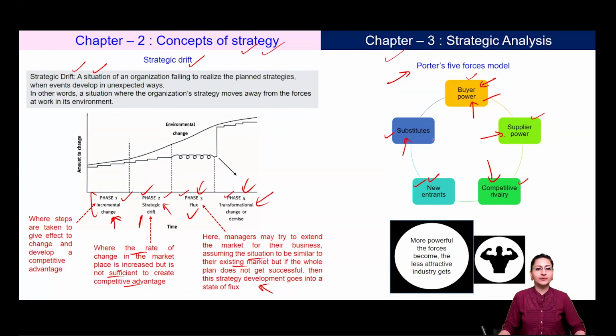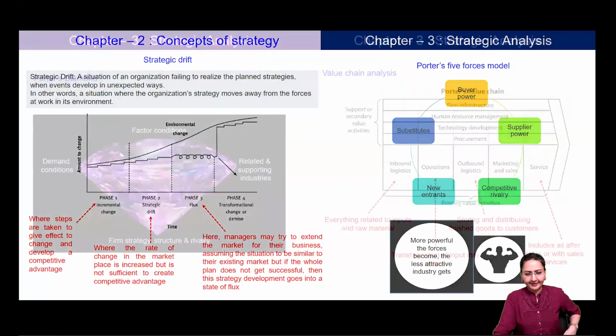Then substitutes. How many substitutes are there in the market for your product? If there are many substitutes, then there is a risk proposition. But if your product cannot be substituted in the market, at least for the next 5 years, then you can actually take a lot of profit in those 5 years. Porter's 5 forces is used where you are trying to analyze the environment before entering into a particular new industry or maybe a new market.